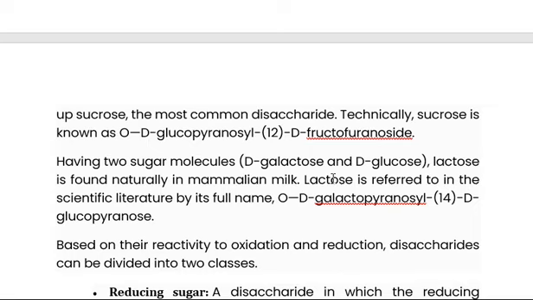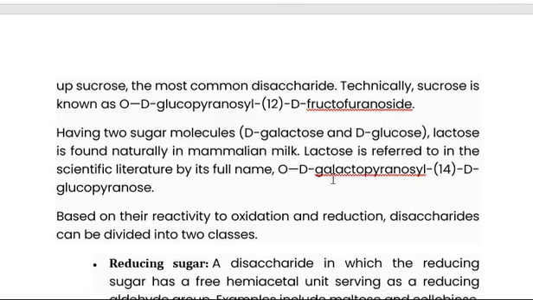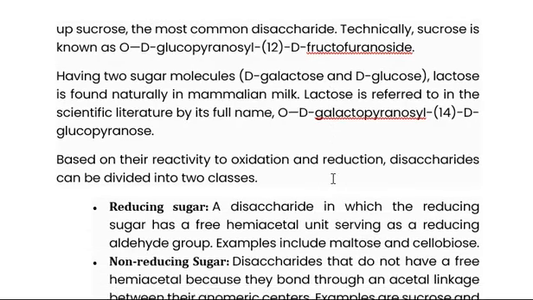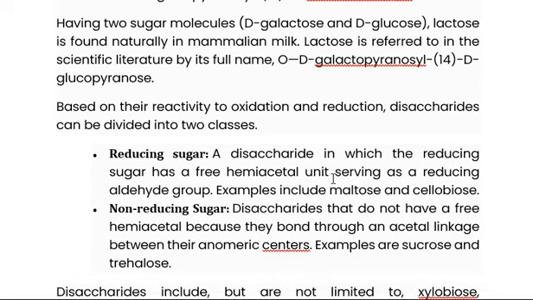Lactose is found naturally in mammalian milk. Lactose is referred to in the scientific literature by its full name, O-beta-D-galactopyranosyl-(1→4)-D-glucopyranose. Based on their reactivity to oxidation and reduction, disaccharides can be divided into two classes.